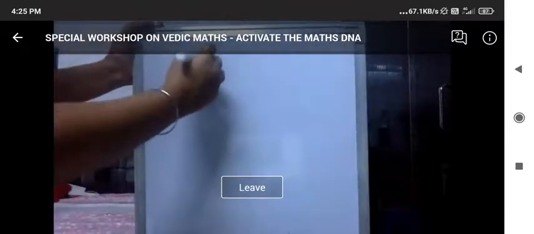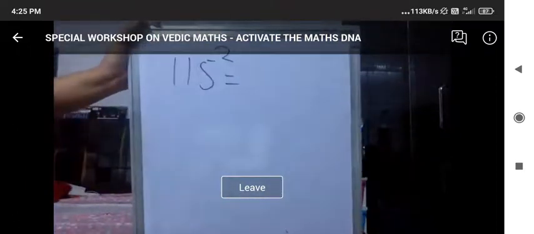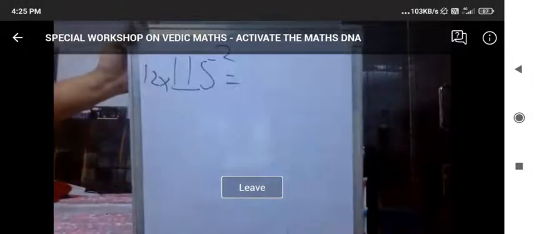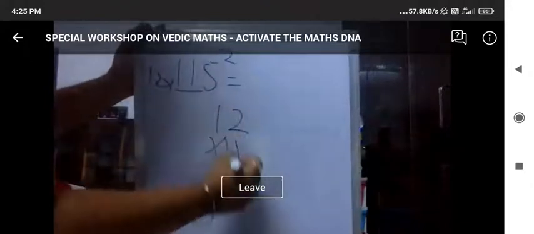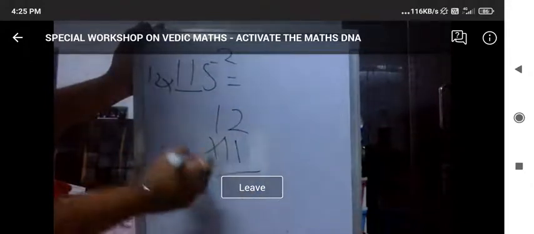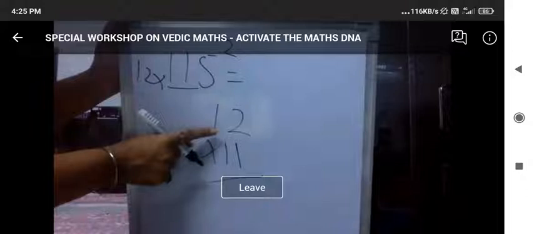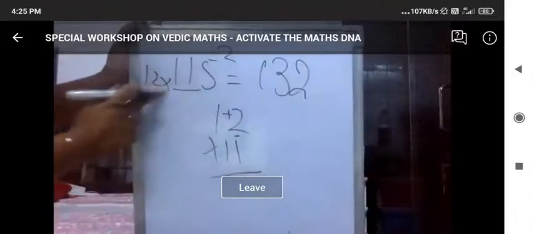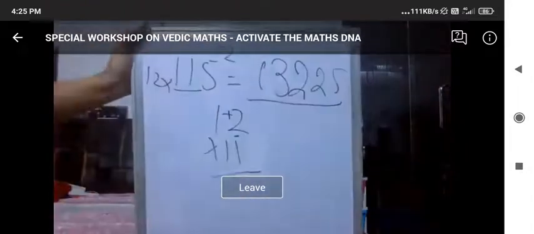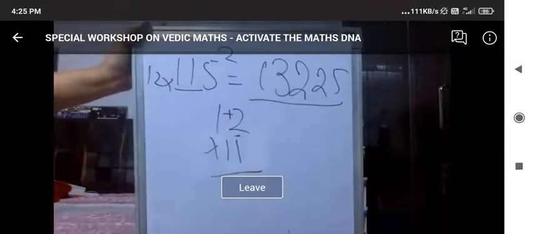That is 115 square. Okay, here is the catch. Here you can use multiple Vedic tricks at a time. 11 is supposed to be multiplied by 12. And we know very well that using the trick of 11, we can get the answer orally. So it is 1, 3, and 2. So it's 132, that is 11 multiplied by 12, and in the end 5 square is 25. So 13225 is my answer.